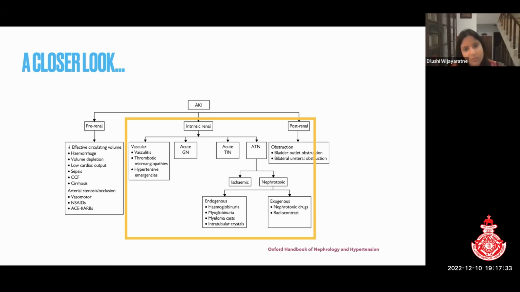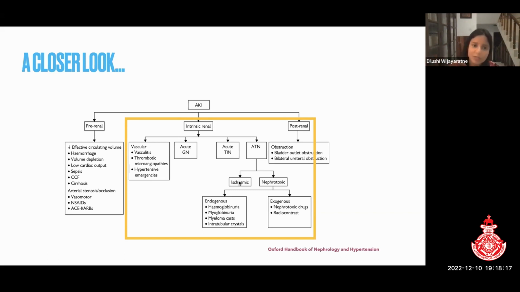Then in the glomerulus, it could be an acute glomerulonephritis. When it's very severe, it can cause a rapidly progressive glomerulonephritis where the patient loses GFR very quickly, right? Then it can be something which affects the tubules or the tubular interstitium. When we think of the tubules, the main pathology is acute tubular necrosis. And acute tubular necrosis is generally either ischemic or nephrotoxic. Of these two, ischemic ATN is the commonest. So of all the causes of intrinsic AKI, the commonest cause is ATN, and of ATN, the commonest cause is ischemic ATN.